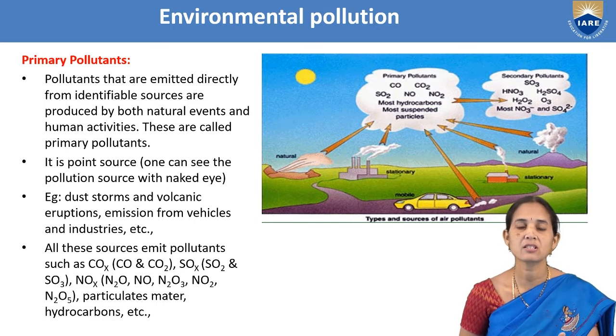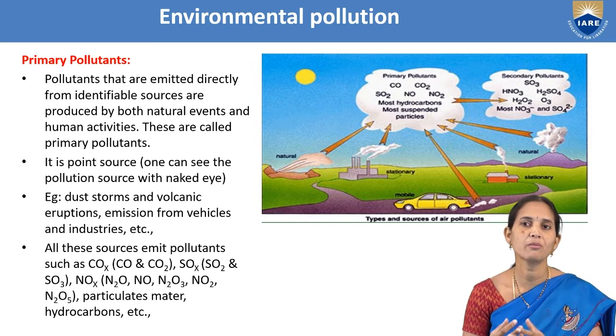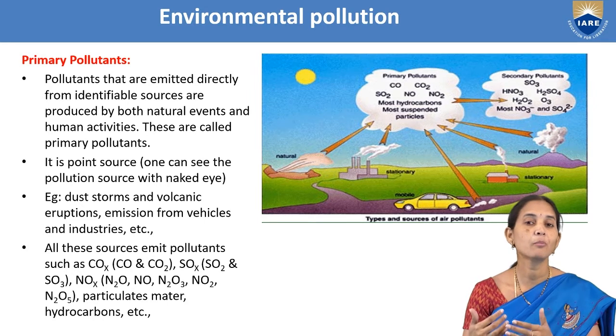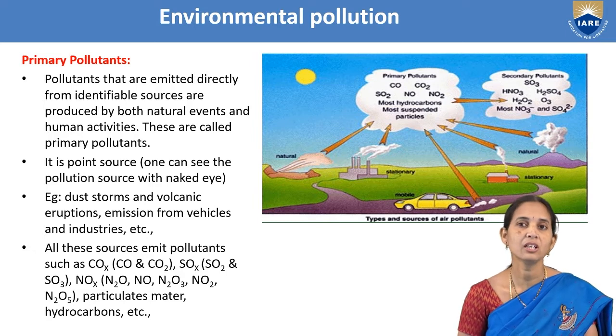We can take examples of primary pollutants: carbon monoxide, CO2, SO2 (sulfur dioxide), SO3 (sulfur trioxide), N2O, NO, and NO2. All these are examples of primary pollutants. All these substances are coming out from industries, from vehicles, and also from volcanic eruptions.